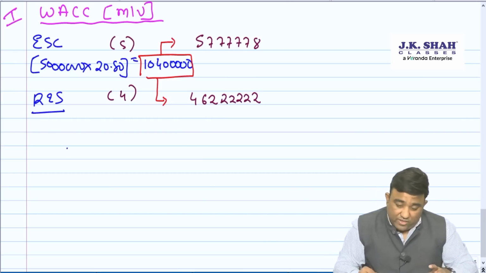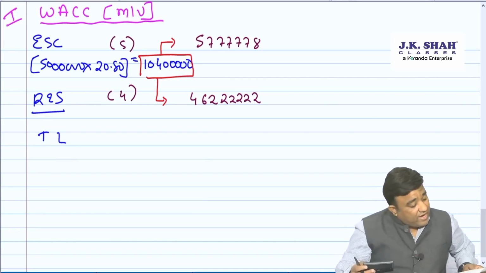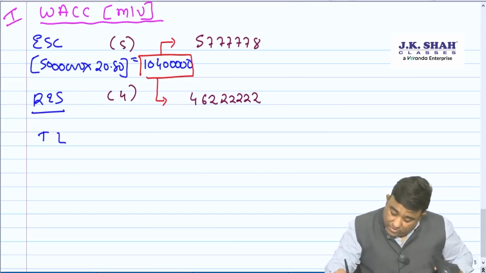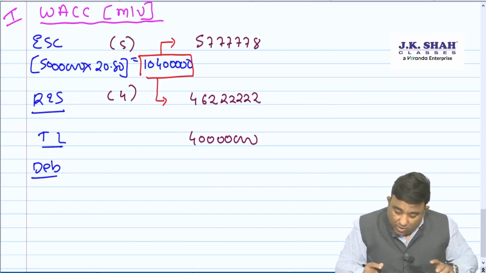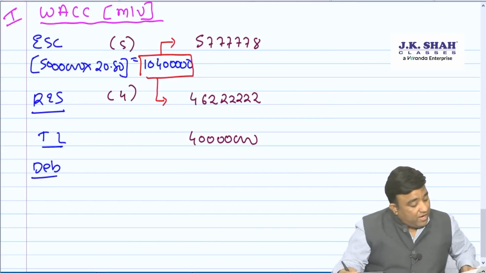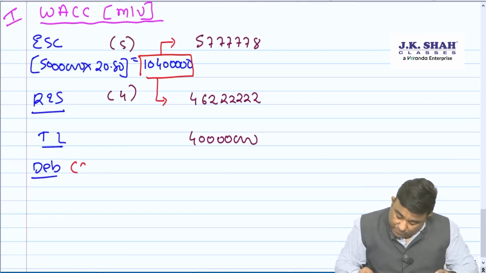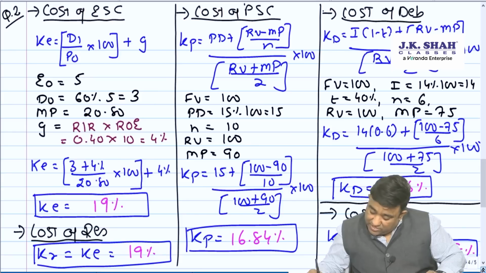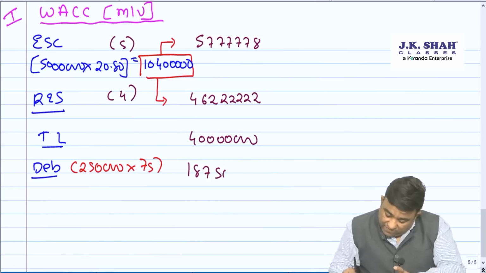Thereafter, next point is term loan. Term loan does not carry any market value. So I would directly take term loan as 4 crore. Student, next let me take debenture. How many number of debentures are there, student? It is 250, so I would say this is 2,50,000. Multiply with the market price of debenture. We have just taken 75. That is 1 crore 87 lakh 50,000.